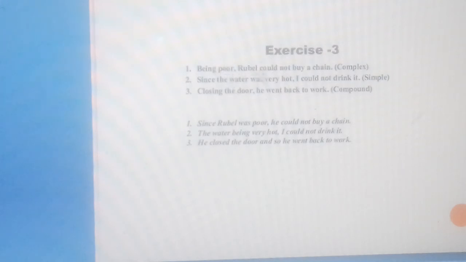Another sentence, "Being poor, he could not buy a chain." It's a simple sentence. In "being poor", "being" is a non-finite verb. So the only finite verb in this sentence is "buy". So, "Being poor, Rubel could not buy a chain." If we transform this simple sentence into complex, it will be, "Since Rubel was poor, he could not buy a chain."